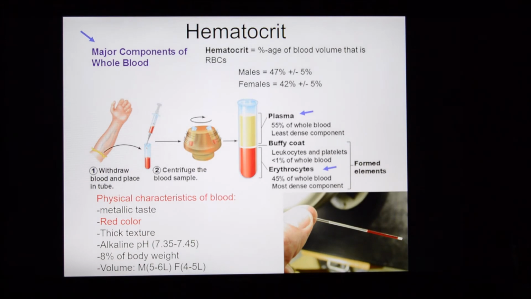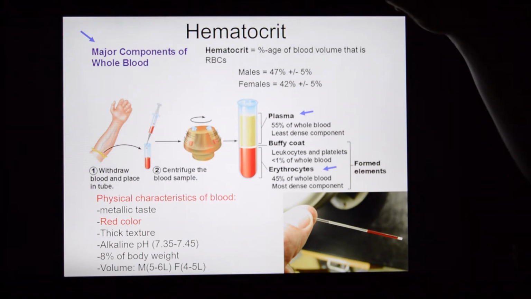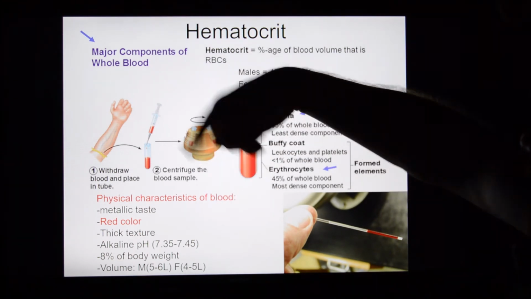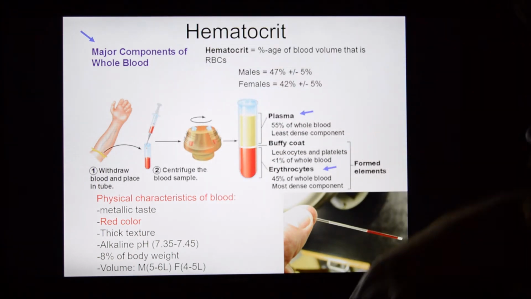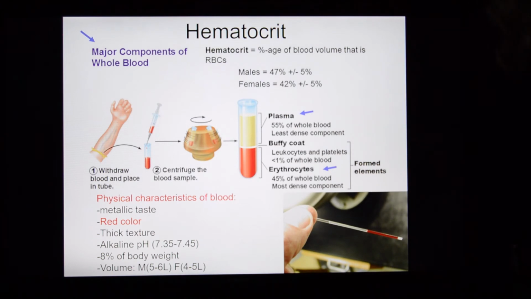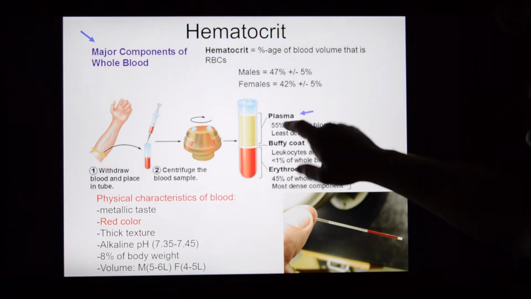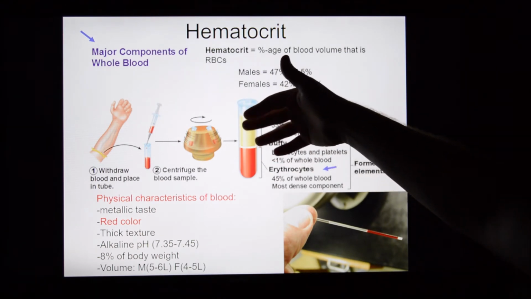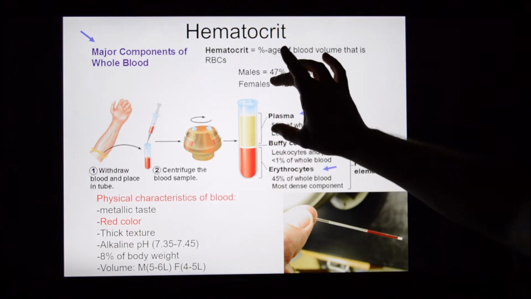Now, when you have blood drawn, what they will do in most cases is analyze the hematocrit, the amount of different parts of your blood. You take the blood and spin it down in a centrifuge, and the heavier stuff sinks and the lighter stuff floats. What you end up with is about 55% of the blood being plasma. That's a straw-colored, goldish fluid, more than half.